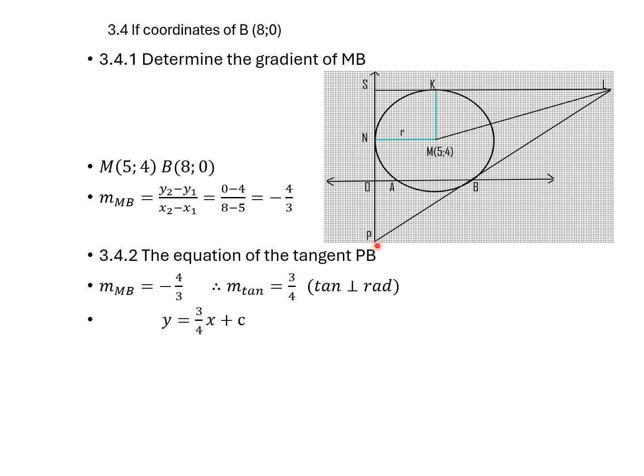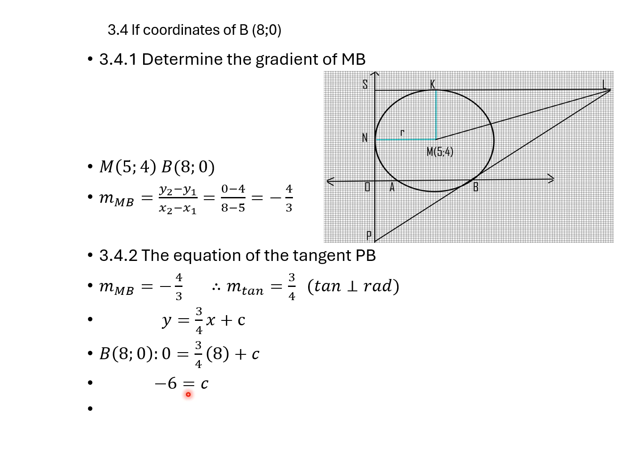Now we have to work out the y-intercept. The only point we can substitute on this line is (8, 0), which is P. If I substitute (8, 0), this states that y is 0 when x is 8. 8 times 3 gives me 24. 24 divided by 4 gives me positive 6. Taking it to the other side, it becomes negative 6.